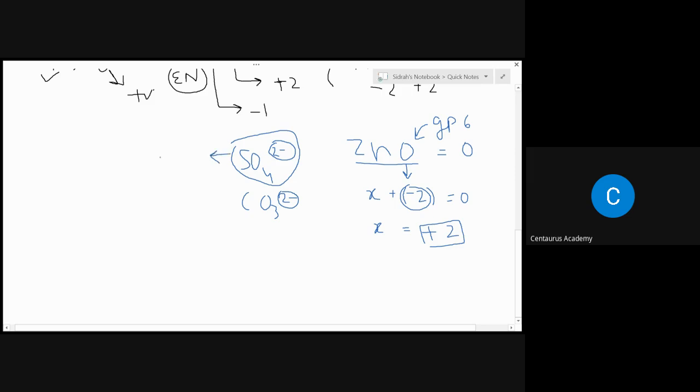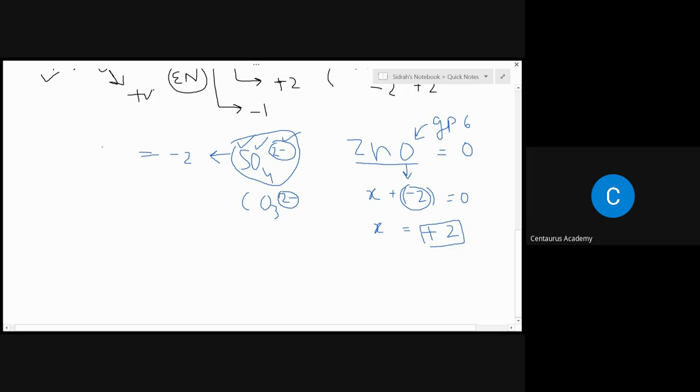Since it is a polyatomic ion, polyatomic means that there are multiple atoms which have combined together to form an ion, and they have an overall charge. Okay. So in compounds, the sum of the oxidation states of the atoms tends to be 0. But in polyatomic ions, it has to be the overall charge. So minus 2 is written here instead of writing 0.